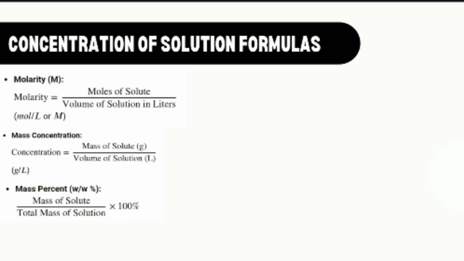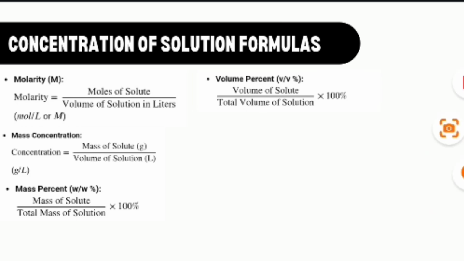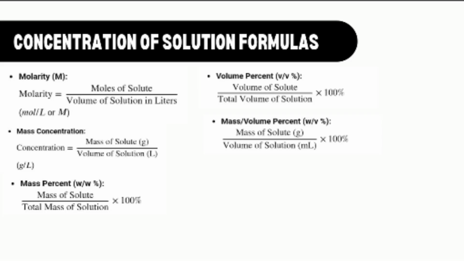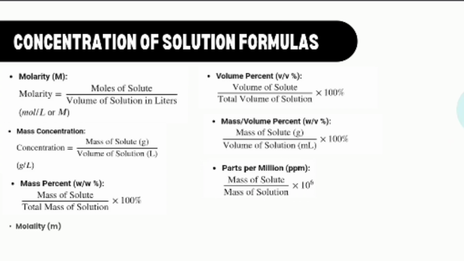Next is mass percent: mass of solute over total mass of solution times 100%. Next is volume percent: volume of solute over total volume of solution times 100%. Mass and volume percent equals mass of solute over volume of solution times 100%. Parts per million equals mass of solute over mass of solution times 10 to the power of 6.